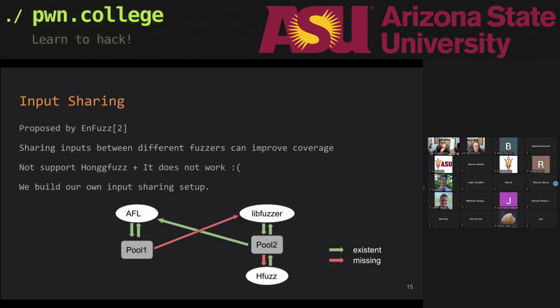To implement this, we basically keep two pools of inputs. One is dedicated to AFL. The other is shared between LibFuzzer and HonggFuzz. We implemented the missing arrows here to allow full input sharing among the three fuzzers. Now we're going to talk about how we fuzz our extensions.